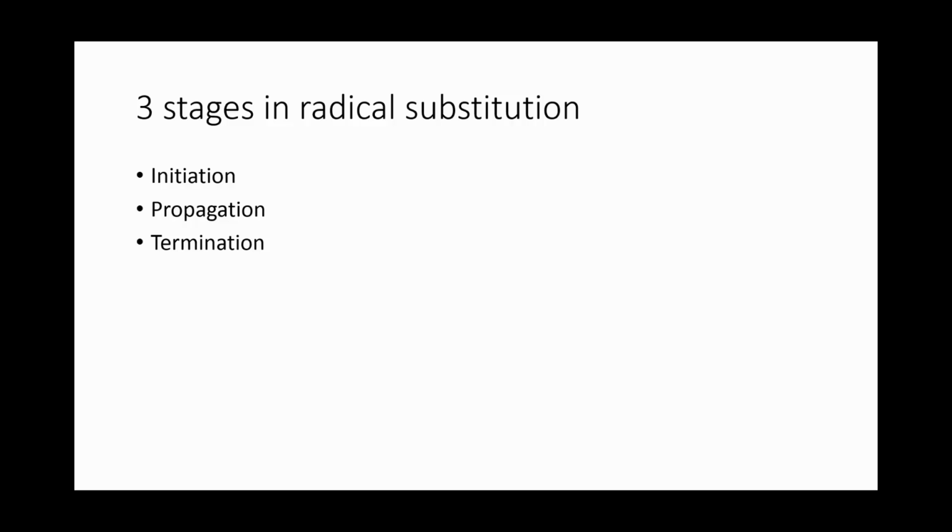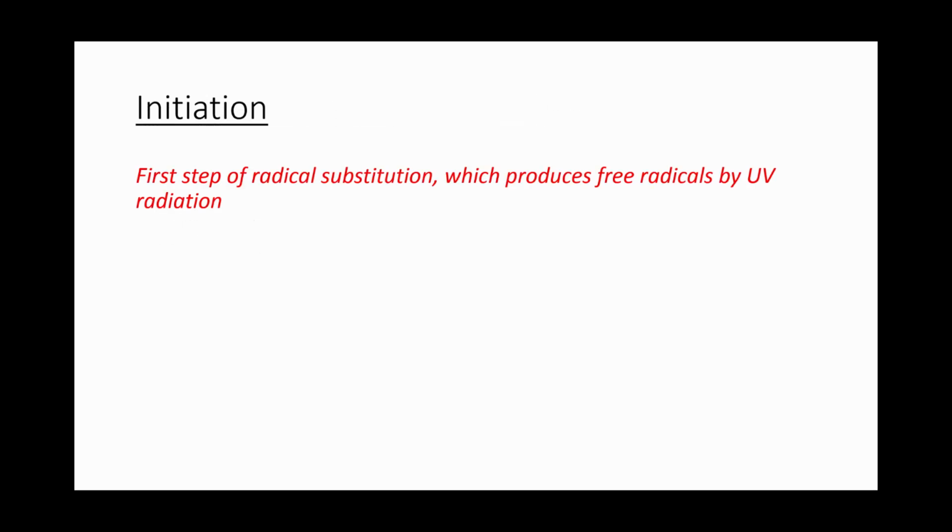Right, okay, so the three stages are initiation, propagation, and termination. We're going to go through each one individually. So let's start off with initiation. Now, the definition for initiation is it's the first step of radical substitution, and it produces free radicals by UV radiation. Now, you'll remember that free radicals are simply species with unpaired electrons, right? So, in this first step, we're simply making radical species, and we need the presence of UV light.